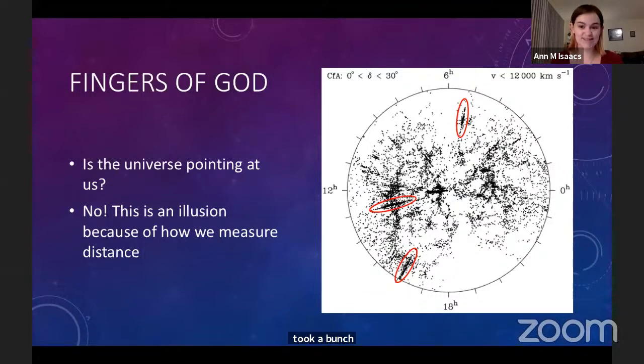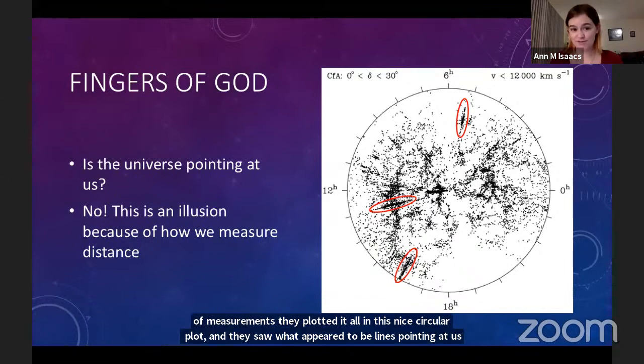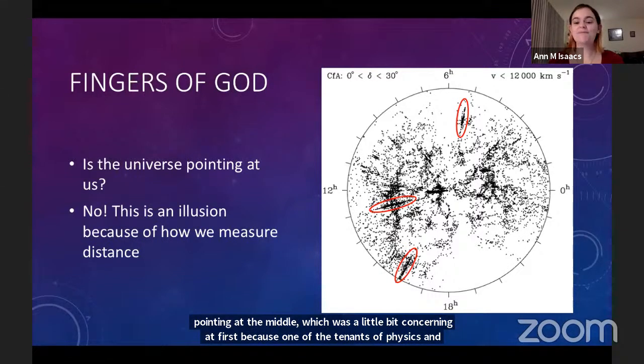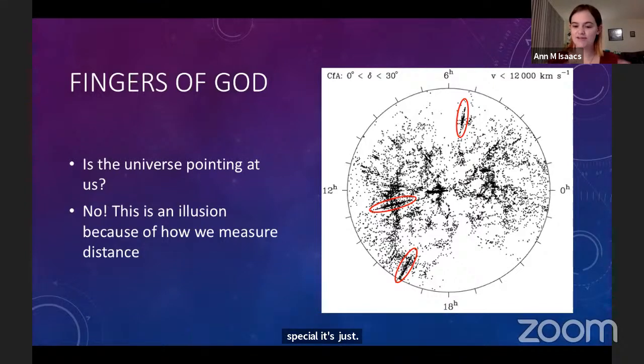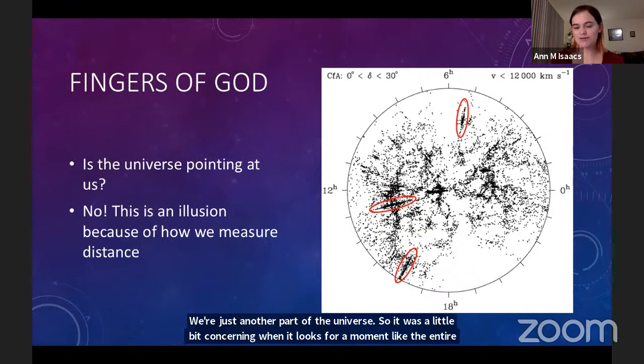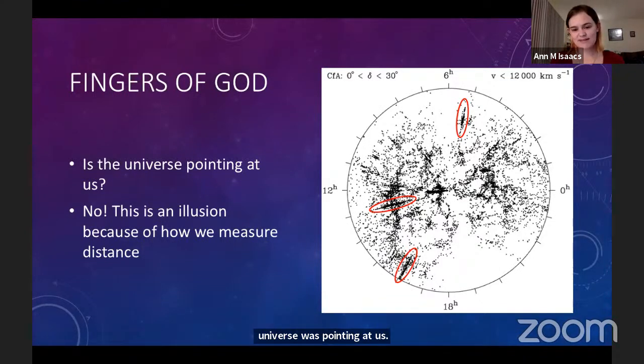So it was a little bit concerning when it looked for a moment like the entire universe was pointing at us. And so hence it was called Fingers of God for a brief time. But what actually is going on is that this is an interesting illusion because of how we measure distance. There's a certain relation called the Hubble relation that relates velocity to distance. So the speed of a thing is related to its distance. So what's happening is that in this sort of line, this is actually a cluster of galaxies.